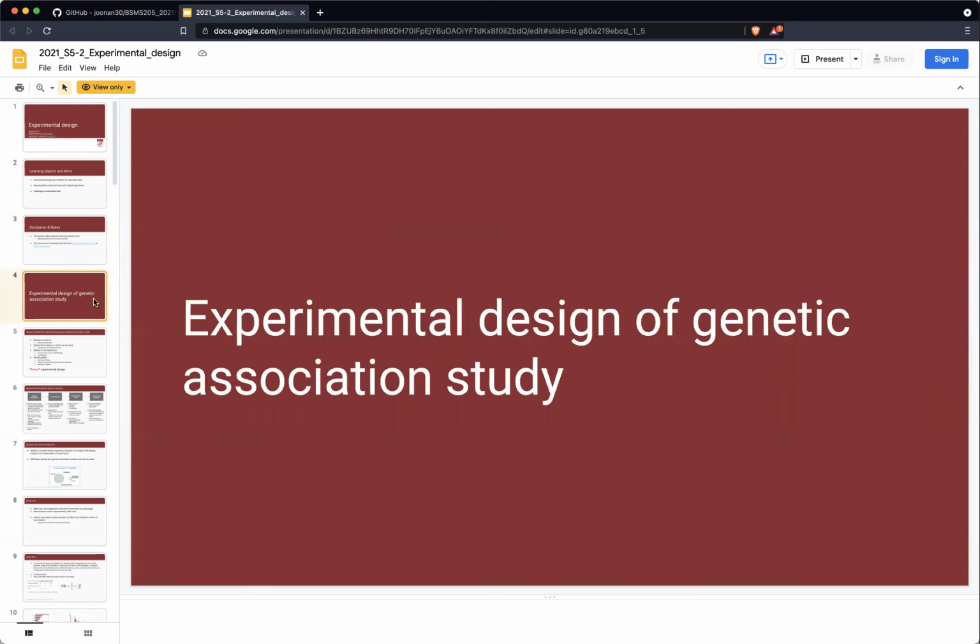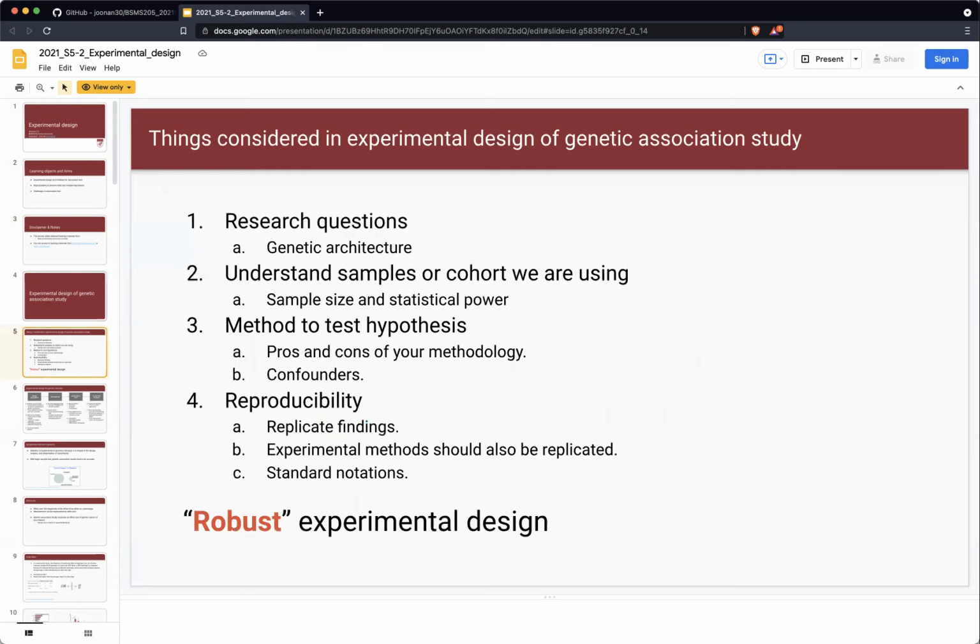Okay, so the first topic is the experimental design of genetic association study. We have several things to consider in an experimental design of genetic association study. First one is the research question, obviously, and in most genetic studies these days, we are asking about the genetic architecture of disease or trait. And what you have to do is understand the samples or cohort we are using. And this is obviously related to sample size and statistical power.